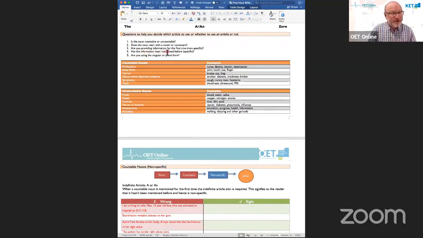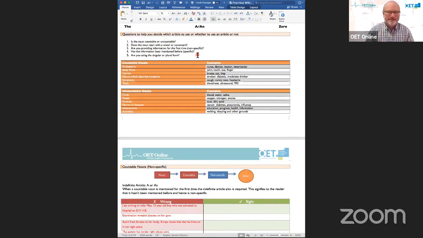Are you providing information for the first time? In other words, a non-specific noun. Has the information been mentioned before? In which case it would be something specific. So non-specific, we're normally going to use an indefinite article like "a" or "an" if it's a countable noun. But for a specific article, we're going to use a definite article, whether it's countable or uncountable. Now I'll be going through all these things in detail. So don't worry if you're a little confused in the beginning.